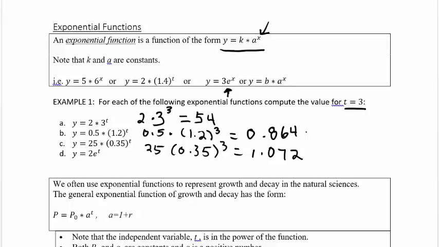And then finally for part D, we have 2 times e to the t. So we have 2 times e cubed. There should be an e button on your calculator. It usually will say e to the x, and x is what we're plugging in. That's what you're going to want to be using. So when we plug that in, we are going to get a value of 40.171. As we look at these, this first step again is just getting comfortable plugging things in and recognizing that we are working with exponential functions.